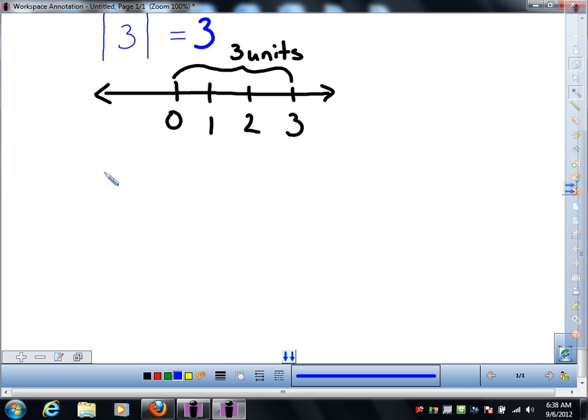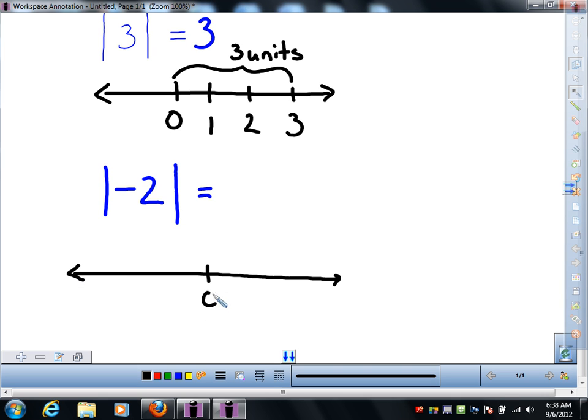If I'm looking for the absolute value of -2, well, how far is that from 0? So when we look at it from a number line standpoint, here's 0, here's -1, here's -2. How far am I from 0? Well, I'm 2 units from 0. I just happen to be going to the left, but I'm still 2 units. That's why the absolute value of -2 is 2.